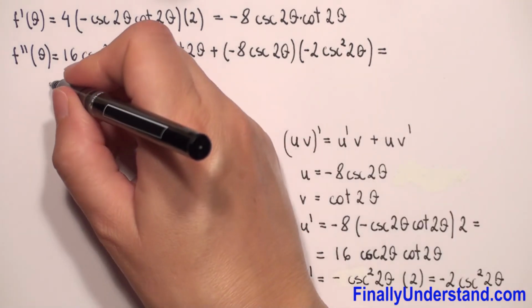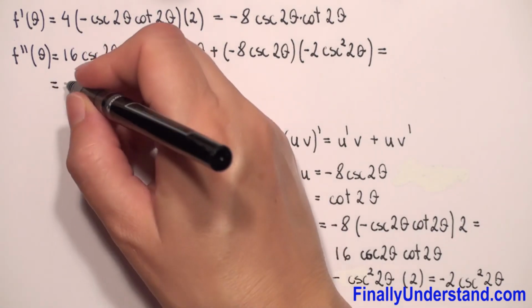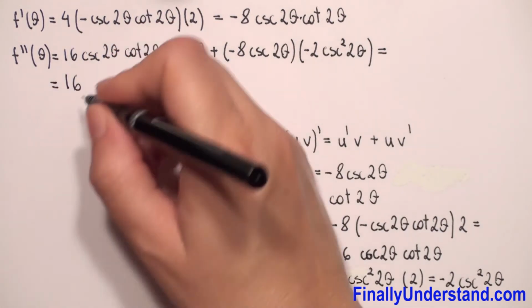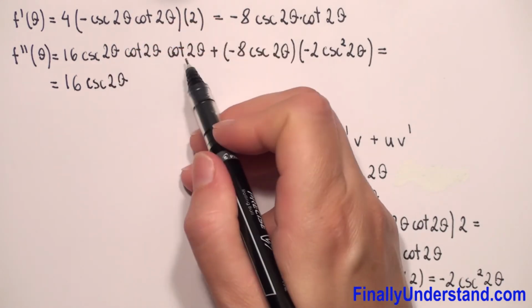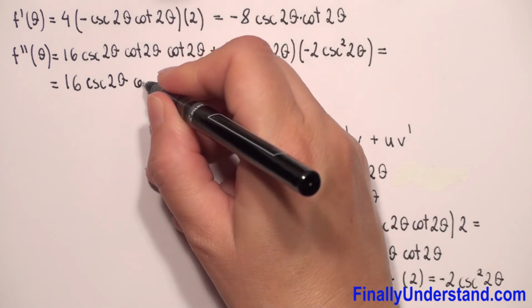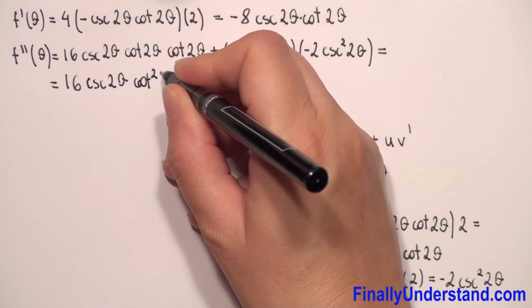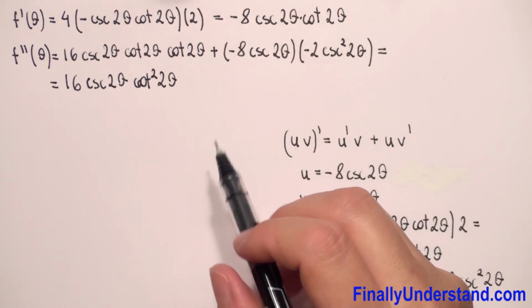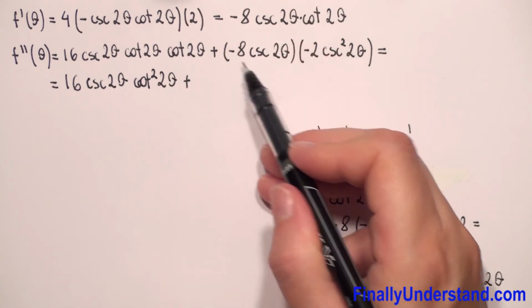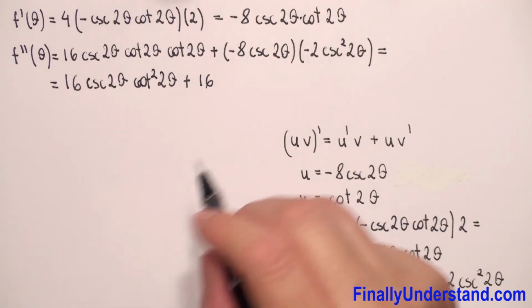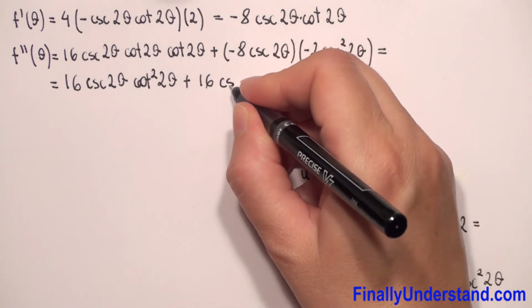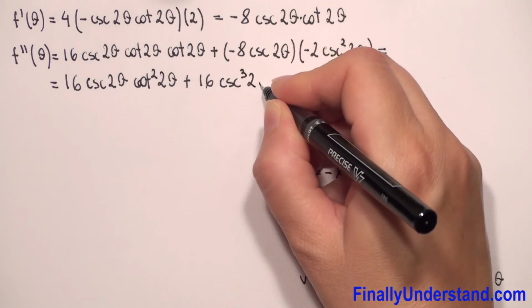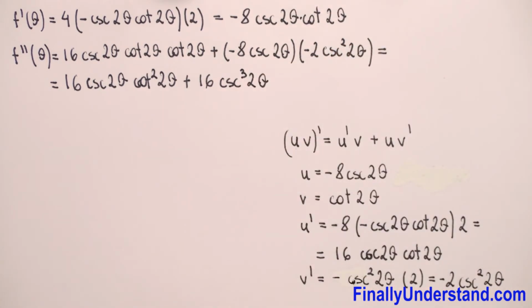This is equal, we have 16 and we have times cosecant 2 theta, cotangent times cotangent will be cotangent square 2 theta, and we have plus, because negative times negative gives us positive, 16, and we will have cosecant cube 2 theta. So this is our second derivative.